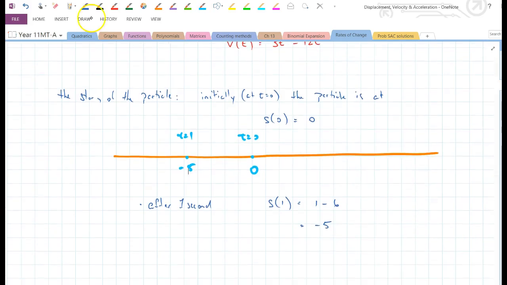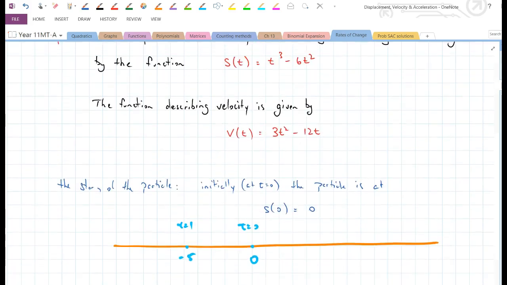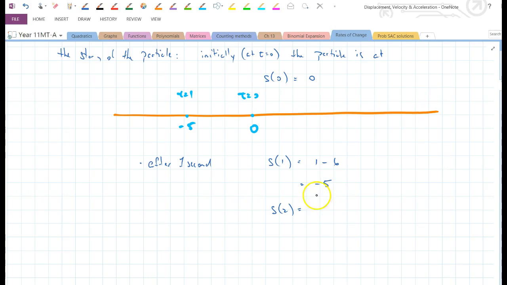Okay, and then at t equals 2, we could find another spot, and we could build up a little picture this way. S2 is 8 minus 6 times 4, 24. So 8 minus 24, which equals minus 16. So it keeps heading off in this direction. When t equals 2, it's now shoved right down here somewhere at minus 16 after 2 seconds. So the particle is just buzzing off in this direction.